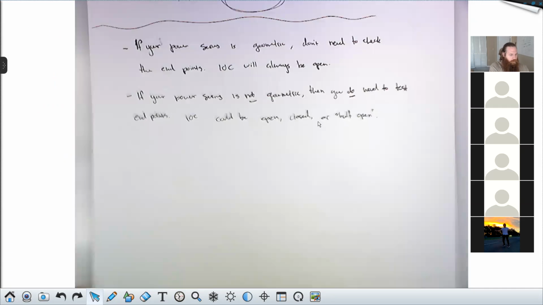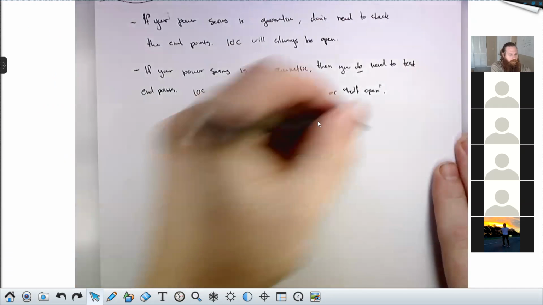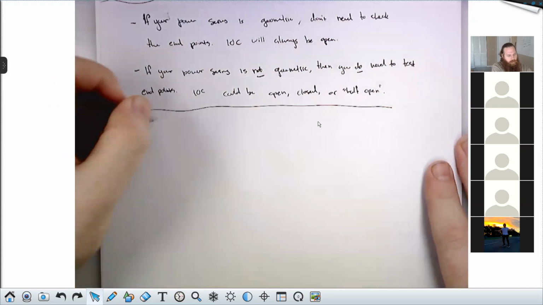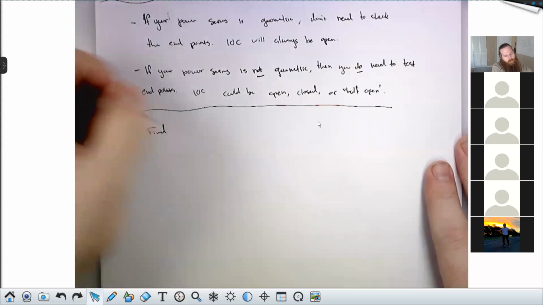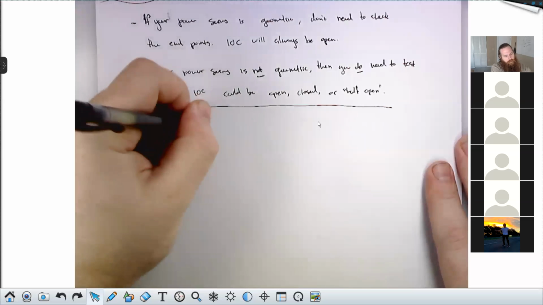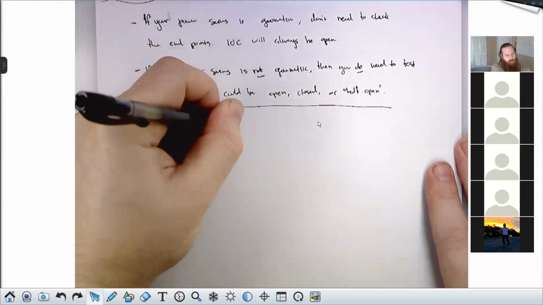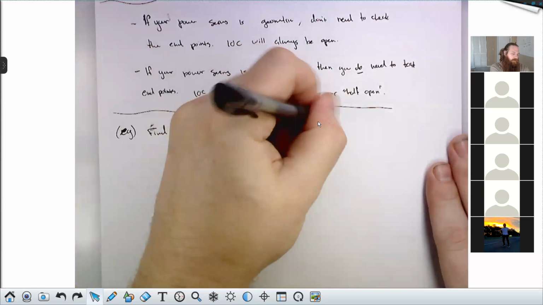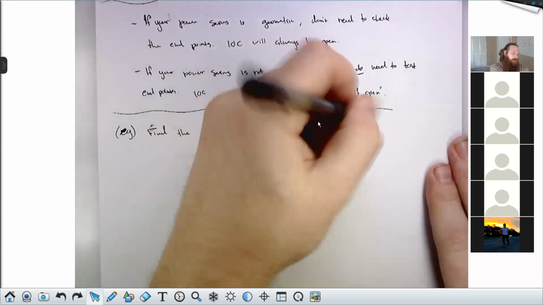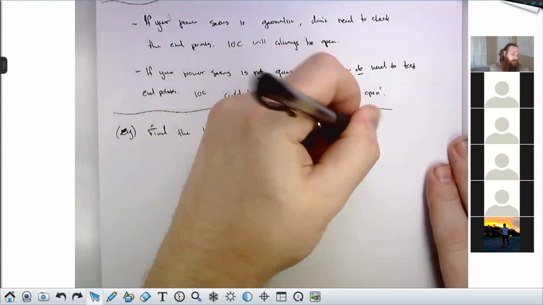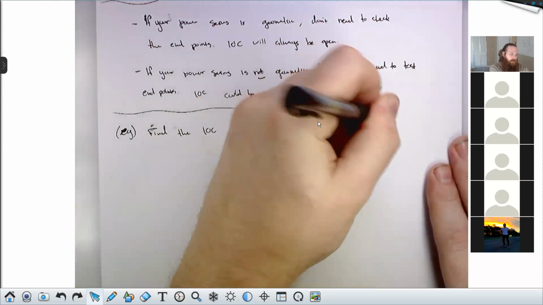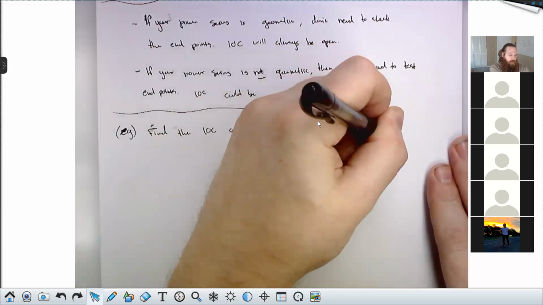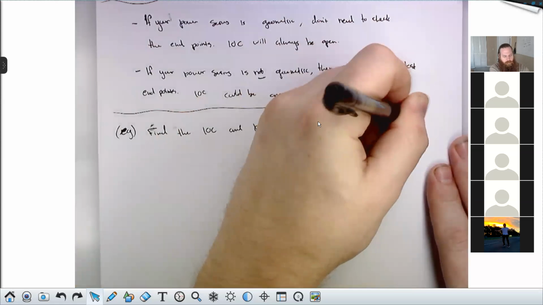I'd like to look at one or two more examples, and then I want to kind of give you some concept stuff. So let's do one more like this. Let's find the IOC and ROC for the series f of x equals sigma n from 0 to infinity, -1 to the n over 2n factorial times x to the 2n.